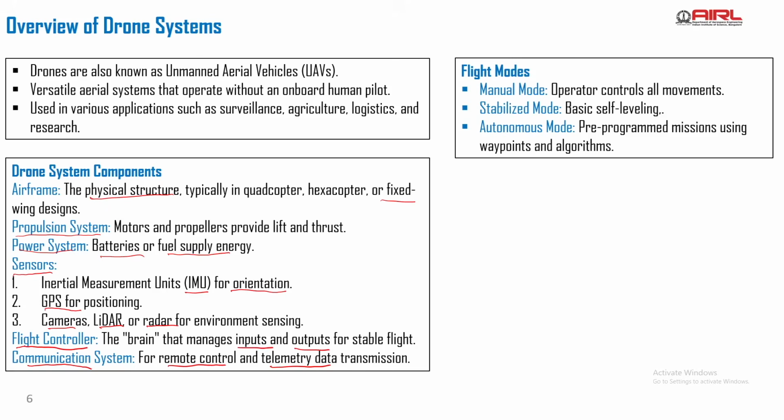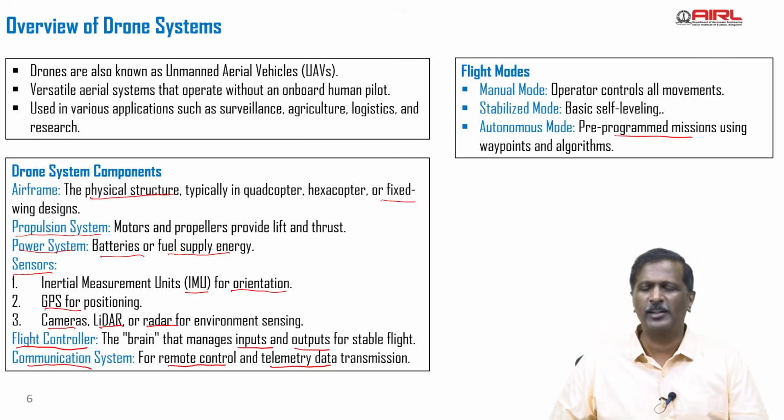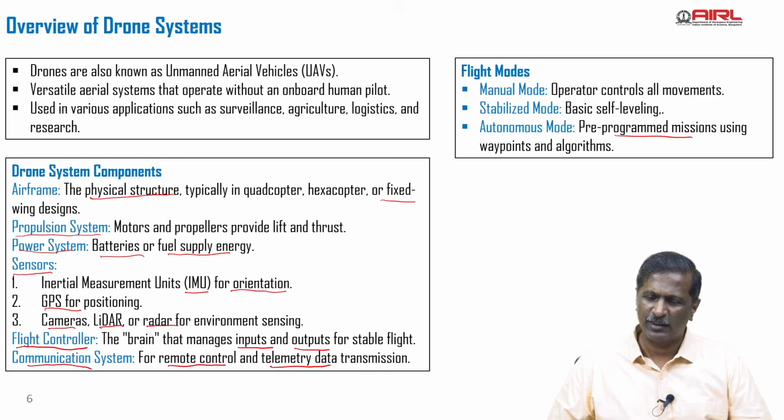Autonomous modes are more like pre-programmed missions, right? We fix the mission. We'll say take off from here, go to these waypoints, perform the operation and come back, or they have the ability to make a decision and on the way, if they identify an obstacle, they know how to deviate from the obstacle and reach the goal and perform the operations completely.